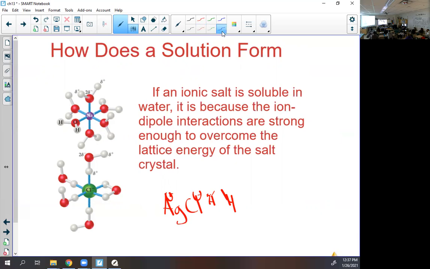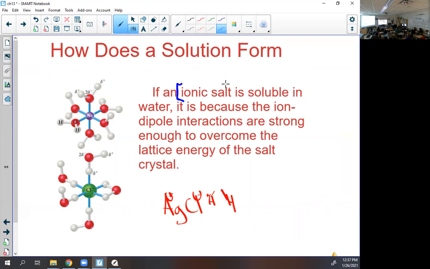Okay, I'll read it and draw at the same time. If Na and Cl dissolve in water, it's because the attraction between Na, the ion, and water, the dipole, is stronger than the lattice energy that kept Na and Cl stuck together. Dissolve actually means that they pretty much just get attacked by the water molecules.